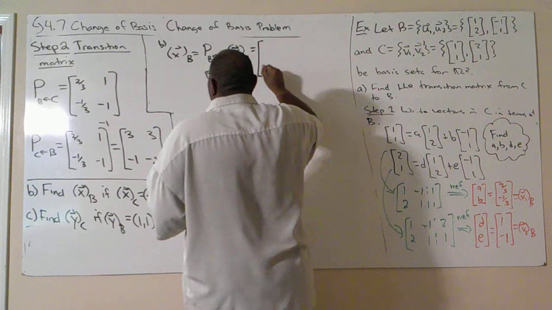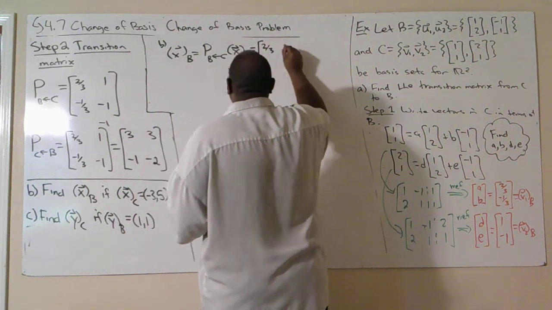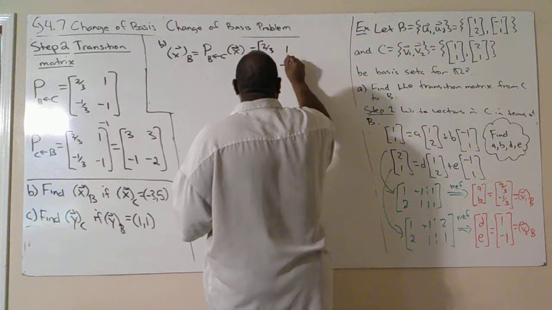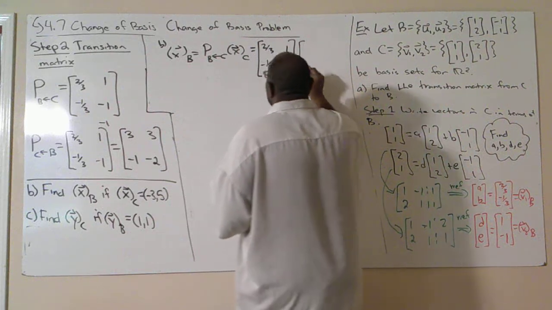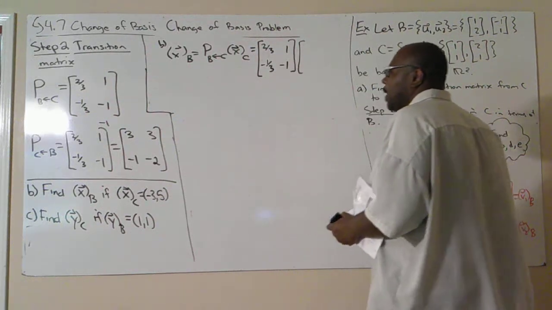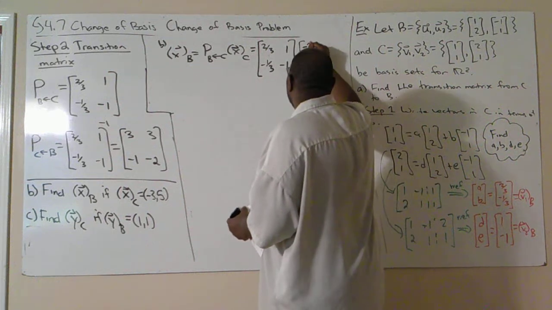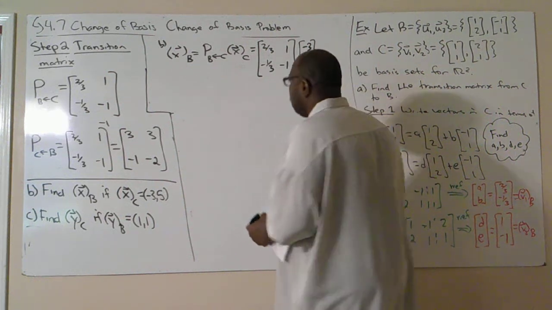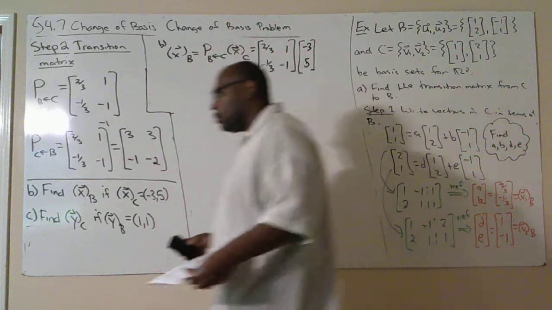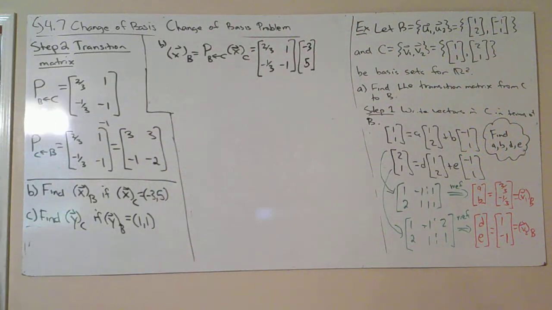So let's see what do we have here. We have 2/3, 1, negative 1/3, negative 1. And my coordinates of x relative to c are negative 3 and 5. And when you multiply those guys together, I have 3 and negative 4 here.